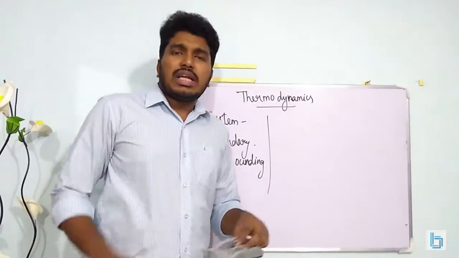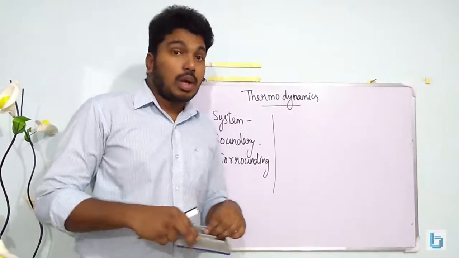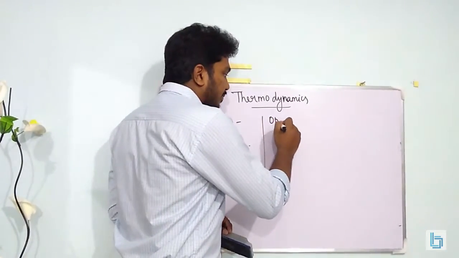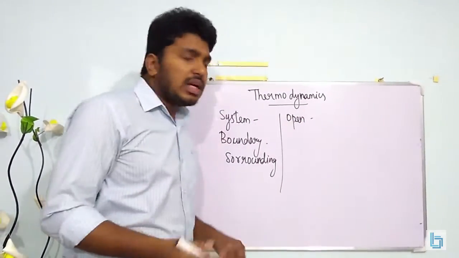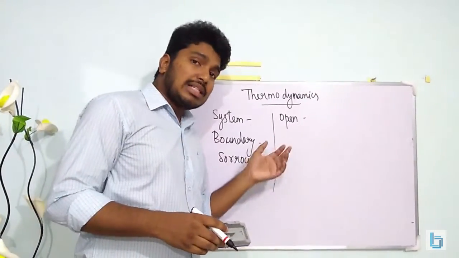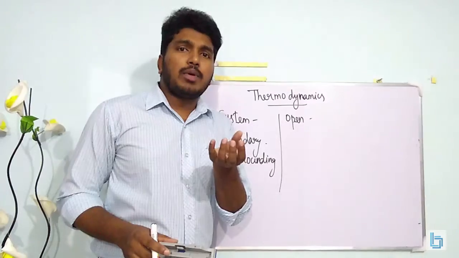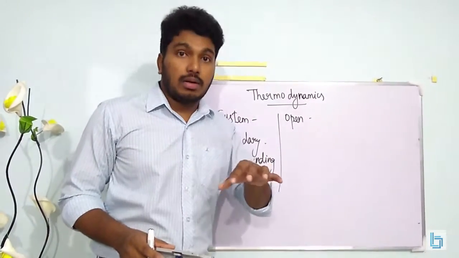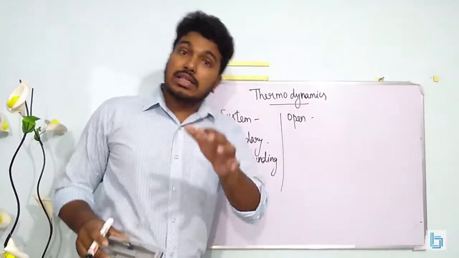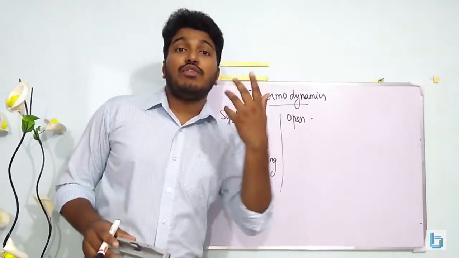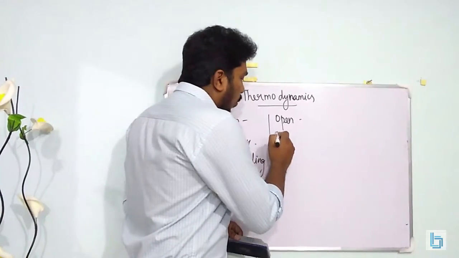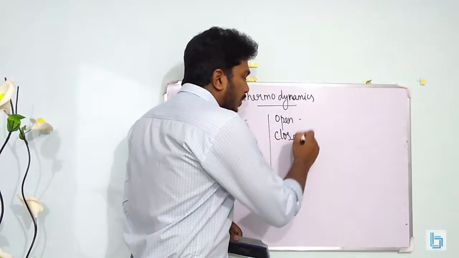Now, there are three types of systems. One, we have an open system. In an open system, there will be a transfer of matter and energy. For example, we have a cup of hot tea which is open. So there will be a transfer of matter there, and there is also a transfer of energy. Now, what if it is a closed cup?